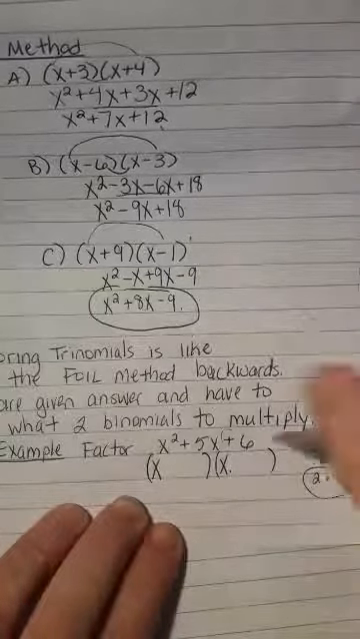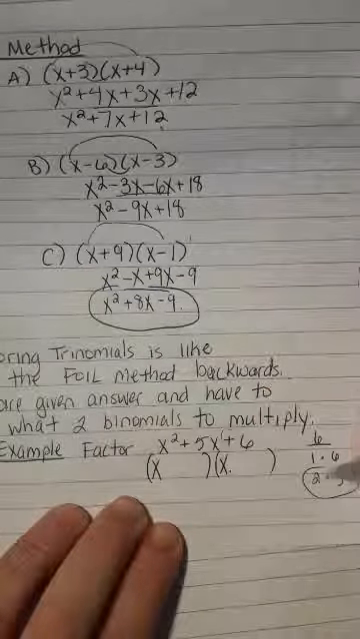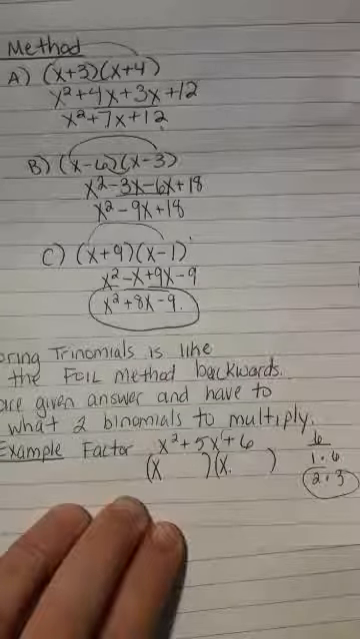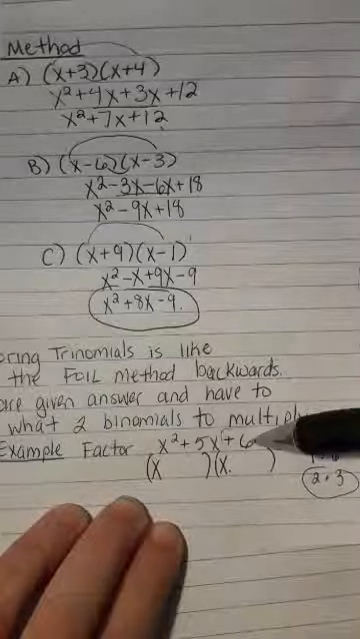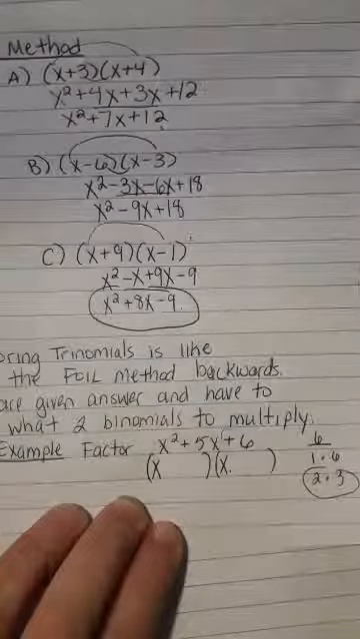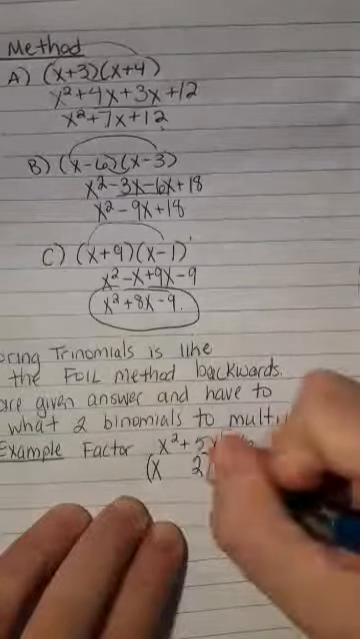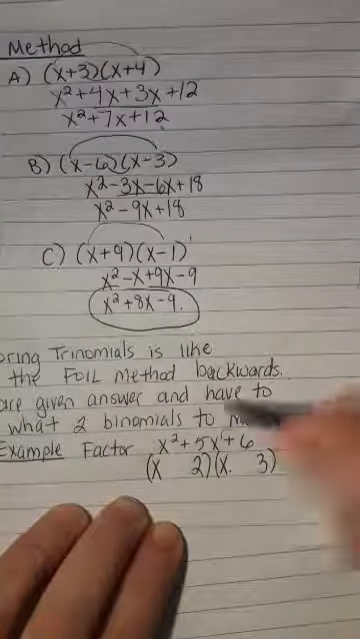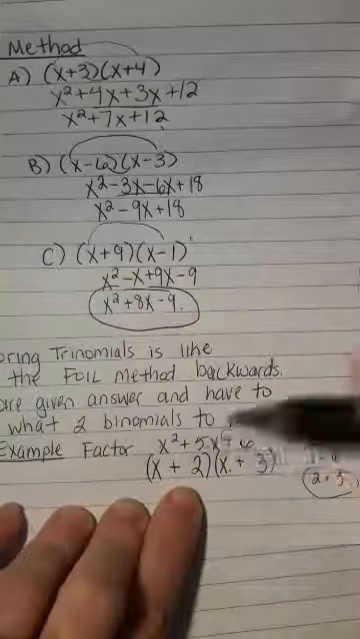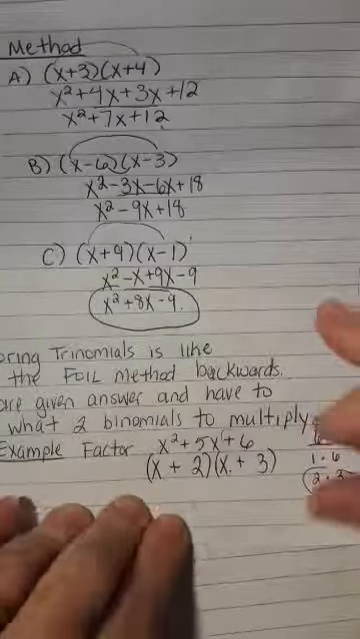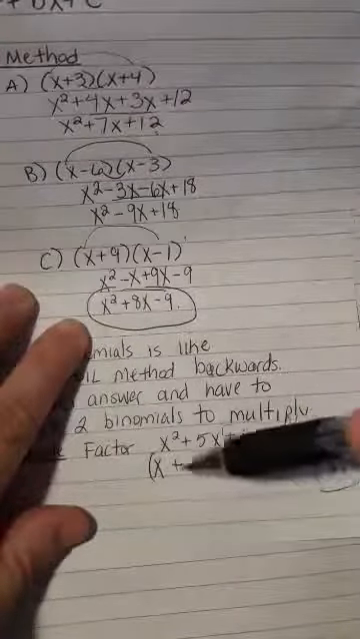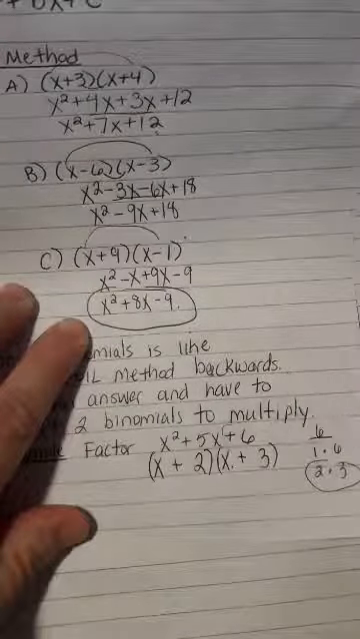So to get a positive 6, both the 2 and the 3 need to be the same sign, because the only way to multiply and get a positive is to multiply two signs that are the same, either two negatives or two positives. So we're going to multiply 2 times 3 to get 6. They're both going to be positive because when we add them, we want to get positive 5. The way that you check it is to use your FOIL method to multiply it back together and make sure this is your answer.